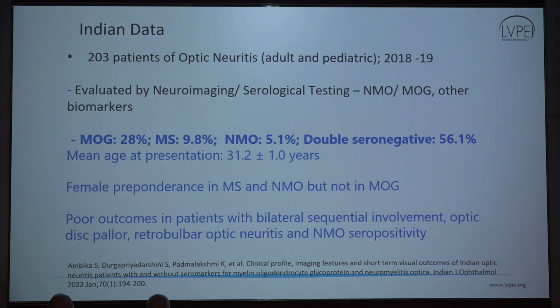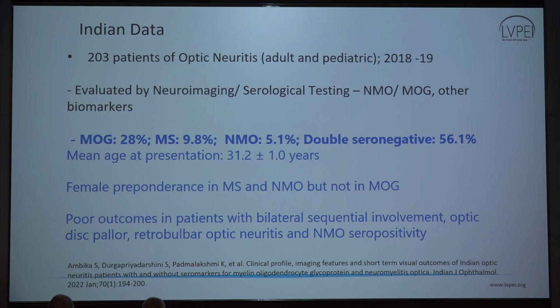What about Indian data? So there is a very good study that has come up this year from SN group, and they screened 203 patients of optic neuritis between 2018 and 2019. They were worked up with neuroimaging and serological testing, and what was found was that MOG was the most common final etiology, followed by multiple sclerosis in 1 out of 10, and NMO was about 5%.